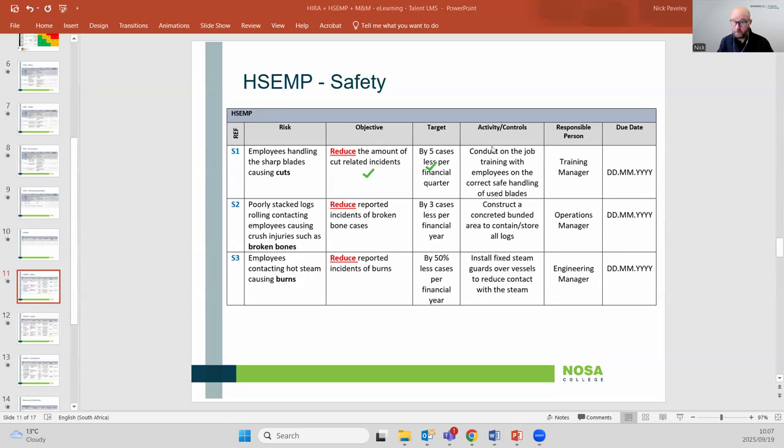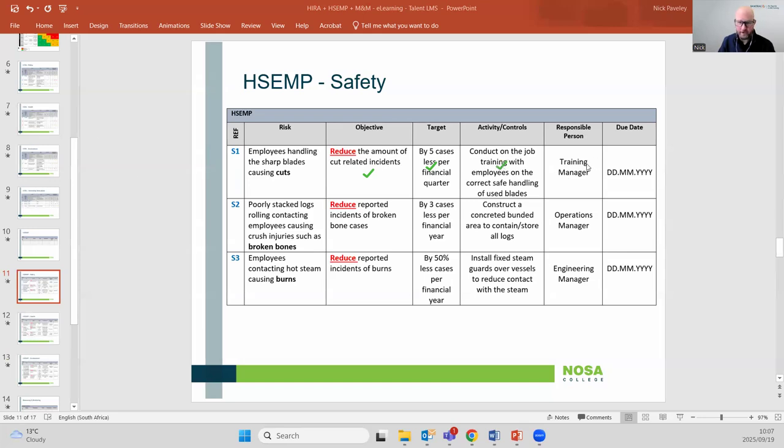Your controls must be accurate. If you're going to put a completely irrelevant control that doesn't make any sense, or a PPE control, you're going to be awarded 0 marks for your entire management plan. So we'll look at your control. This one's an admin control. It's relevant to your objective. A mark will be awarded there.